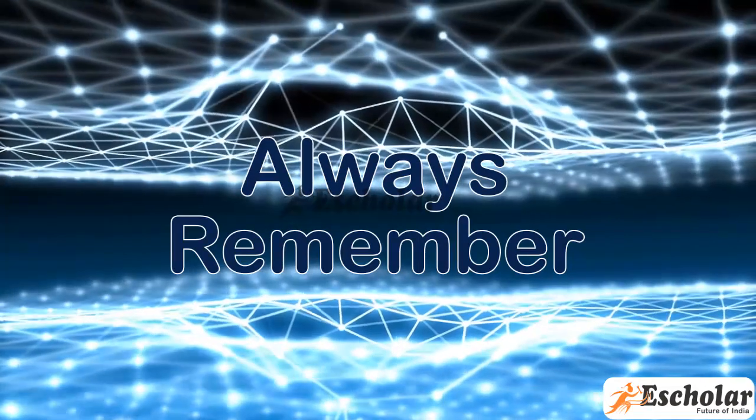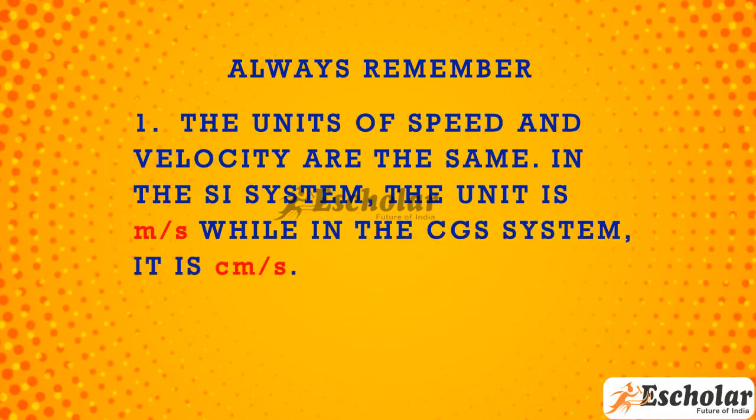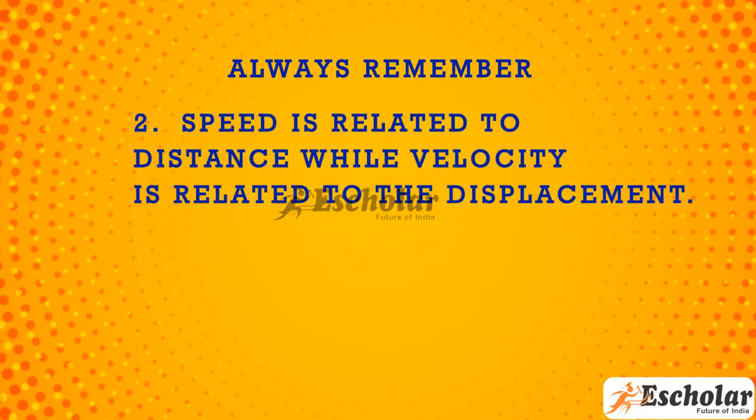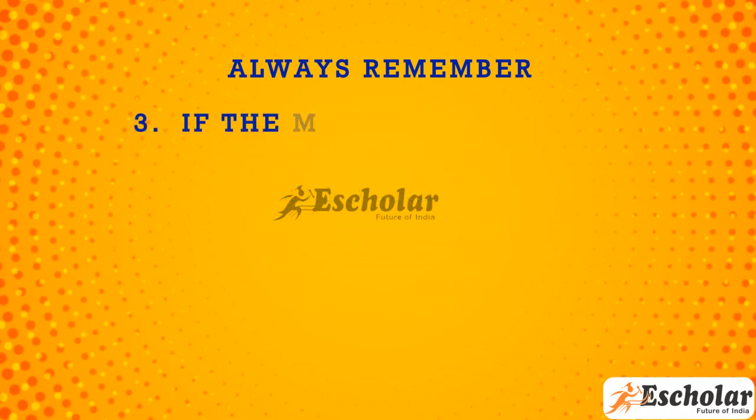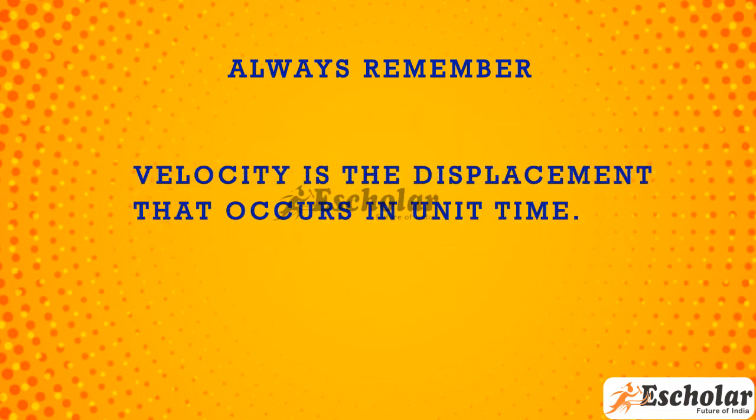Always remember. Number 1. The units of speed and velocity are the same. In the SI system, the unit is meter per second, while in the CGS system, it is centimeter per second. Number 2. Speed is related to distance, while velocity is related to displacement. Number 3. If the motion is along a straight line, the values of speed and velocity are the same. Otherwise, they can be different. Velocity is the displacement that occurs in unit time.